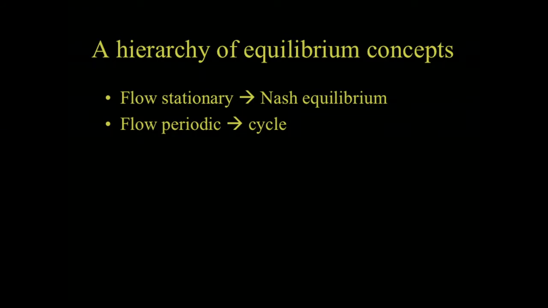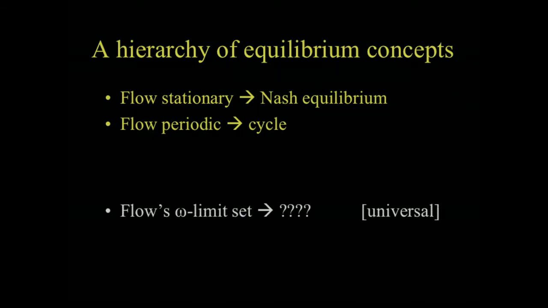What's the next one? Well, what happens if it's not stationary and it's not a cycle? Then you have to look at the orbit, and it may do a lot of very strange things. That's the problem. Then you look at the omega limit set, as they say in dynamical systems land. This means the set of points that repeat infinitely often in the orbit, the limits of points in the trajectory.